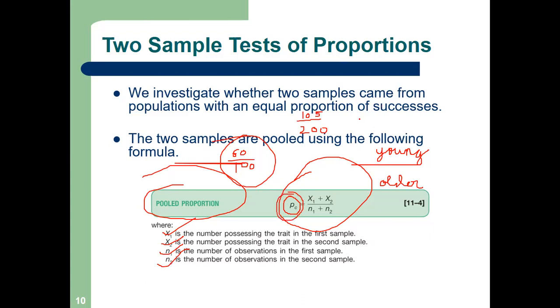Clear? So we calculate with the help of pooled proportion. We do not use P1 and P2, the individual proportions. We calculate something called pooled proportion. Clear? Now, what is the formula? There is a formula for the proportion, all of you please write it down.